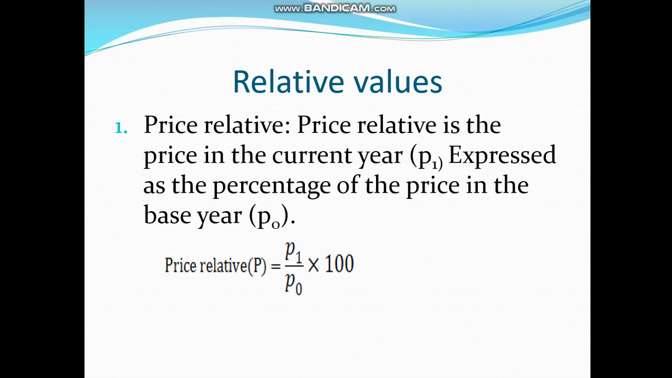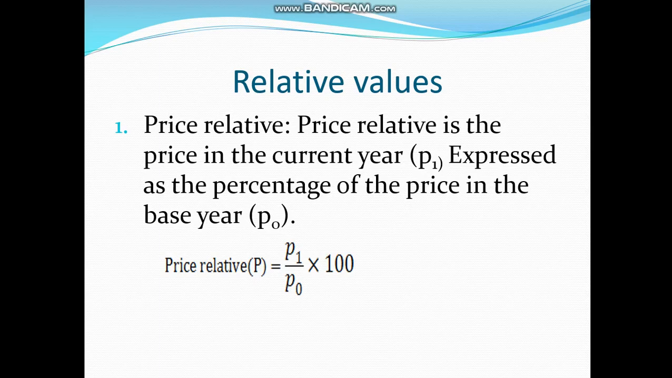So we have three relative values. The first one is price relative, the second one is quantity relative, and the third one is value relative. Then what is price relative? Price relative is the price in the current year expressed as a percentage of the price in the base year.